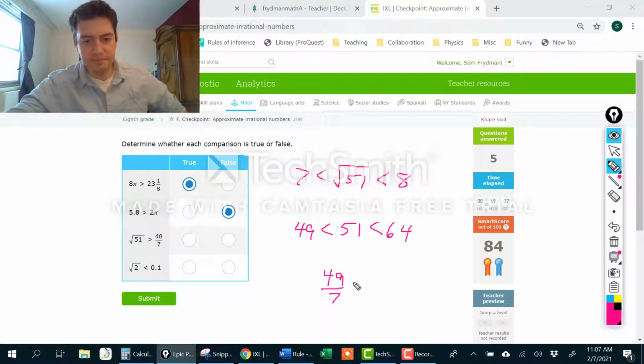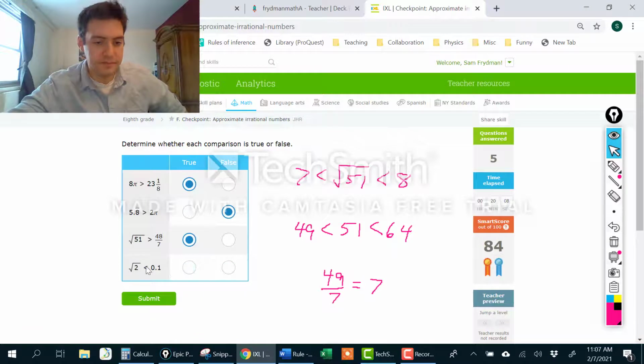divided by 7 would be 7, right? And here I have 48 instead of 49. So if my numerator is a little bit smaller, then the fraction overall will also be smaller. So this has got to be a little bit less than 7. So I have something which is a little bit less than 7 on the right, and on the left, I have something which is greater than 7. It's between 7 and 8. So yes, this number would be greater than this number. So we'll click true there.